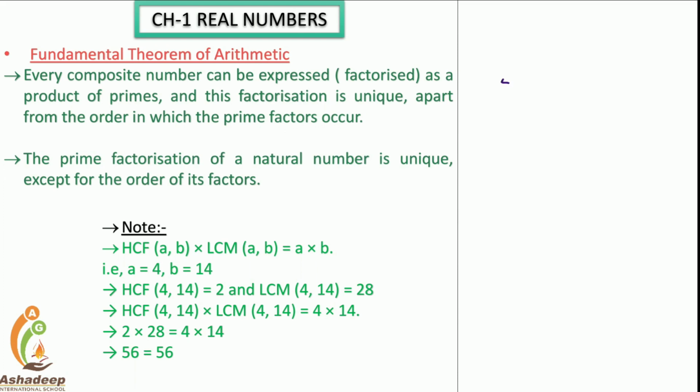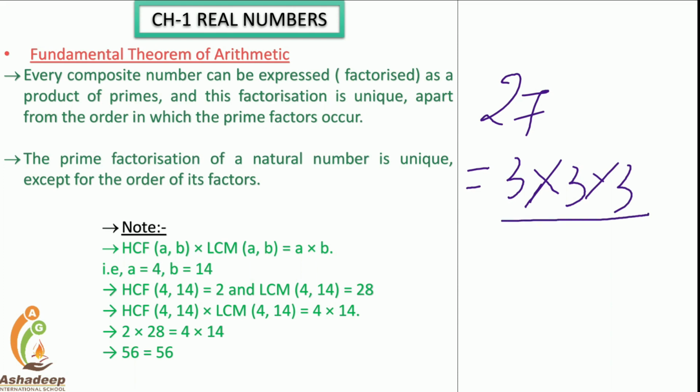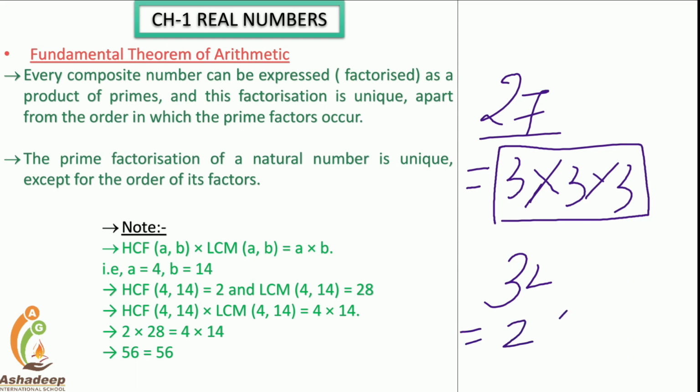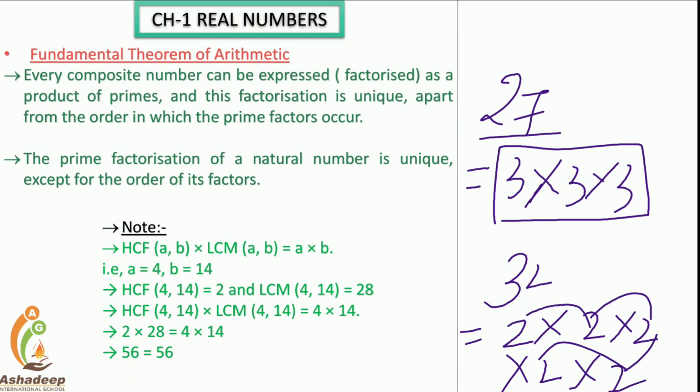For example, if I take 27 and find its prime factors, they are 3, 3, 3. You can never find this solution for any other number rather than 27. For example, for 32, it is 2, 2, 2, 2, 2. 2 2s are 4, 2 4s are 8, 2 8s are 16, 2 16s are 32. So this is the unique prime factorization of 32.